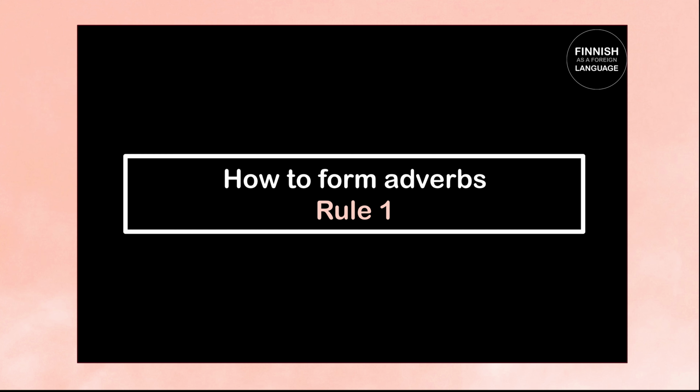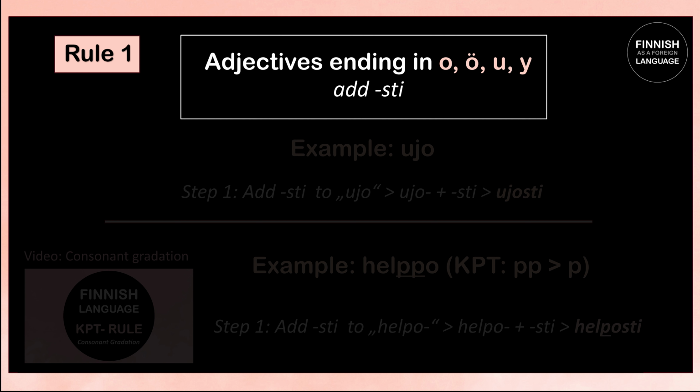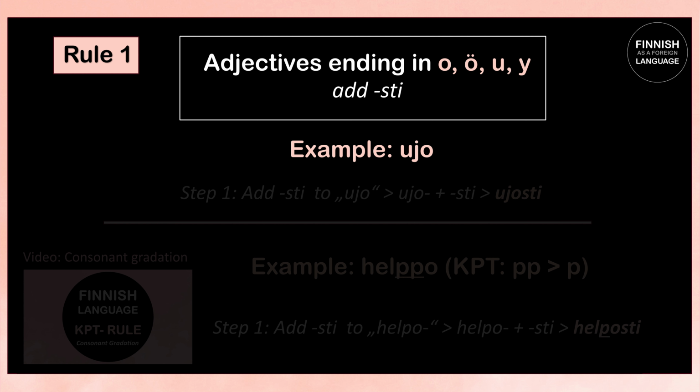Now let's move on to chapter 2, how to form the adverbs. We start with rule number 1. If we have an adjective which is ending in the letters O, Ö, U or Y, then we just have to add -sti to it. Here is one example. Ujo means shy. In order to form an adverb, we only have to do one step. We add the suffix -sti to ujo, and we have ujo plus sti, and we receive the adverb ujosti, which means shyly.